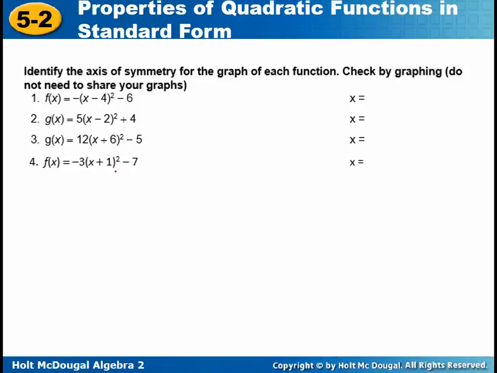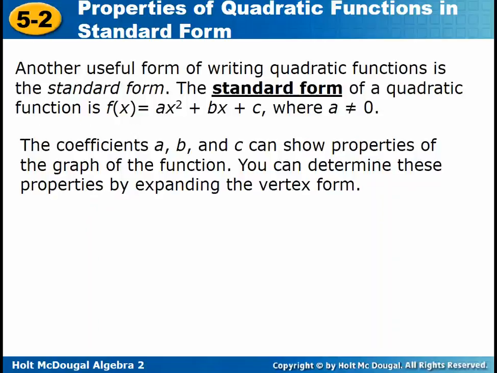Let's do number 4. This would be h = -1. So therefore, the axis of symmetry would be x = -1. The axis of symmetry always goes through the x-coordinate of the vertex. So those aren't too bad at all.